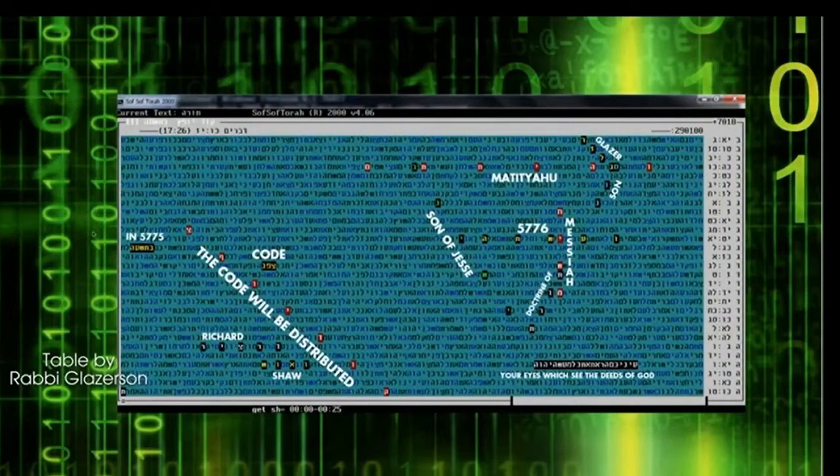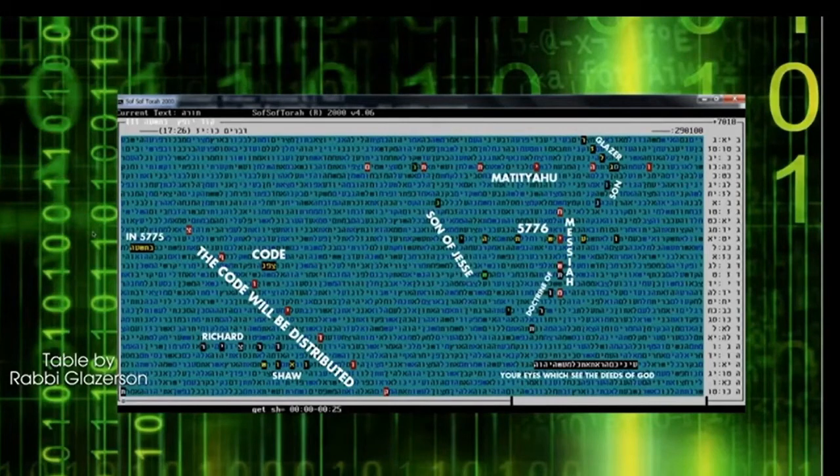The codes will be distributed and has my name in there, basically in parallel rows and close together with small skips, which is pretty significant. Don't ask me why that's in there, but it is. It even has the correct year, 5775, which was 2015 when the film was released.